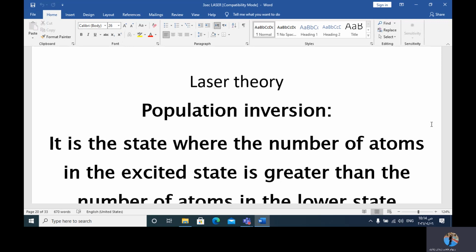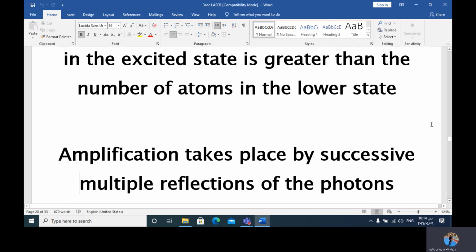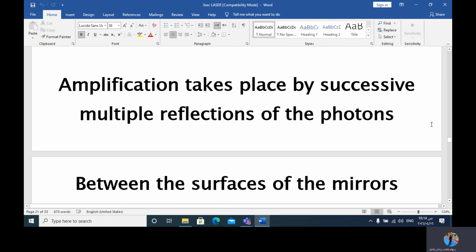So here is the definition of population inversion: it is the state where the number of atoms in the excited state is greater than the number of atoms in the lower state, which means that there are more excited atoms than normal ones. And how amplification takes place is by successive multiple reflection of photons. We are going now to see how this could be achieved. How can we have many reflections inside the lasing material in order to produce more photons?